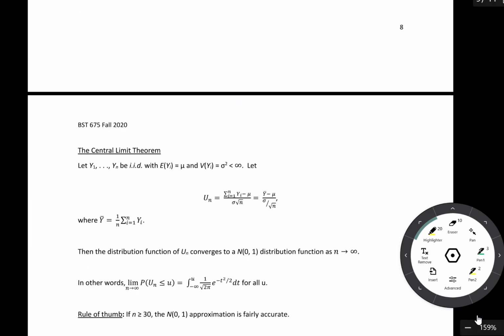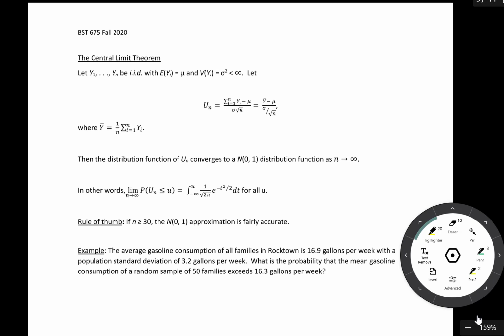So the central limit theorem tells us the following. If we let y1 through yn be IID with the expected value of yi equal to mu and the variance of yi equal to sigma squared, so again, no assumptions on the distribution other than that they're IID, then if we let U sub n be equal to the following, so notice here we are still standardizing y bar just like we did before. Then as n increases, so as our sample size increases, it ends up that the distribution of that function U sub n is going to converge to a standard normal.